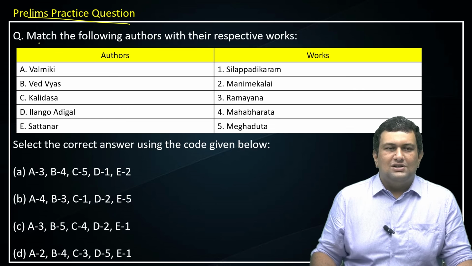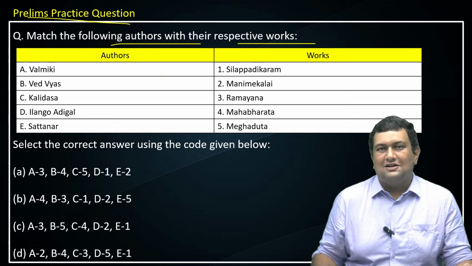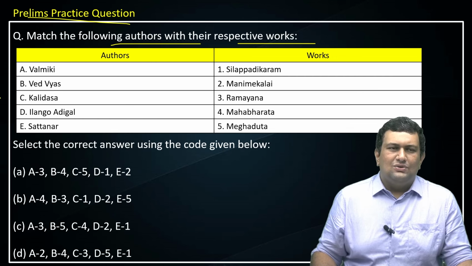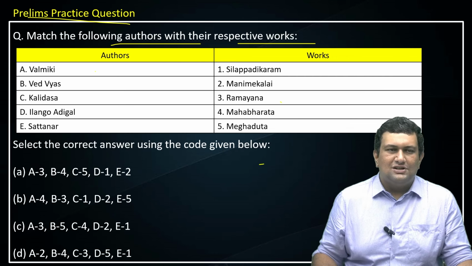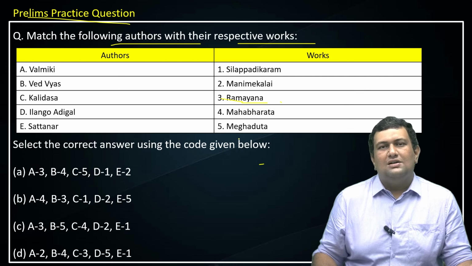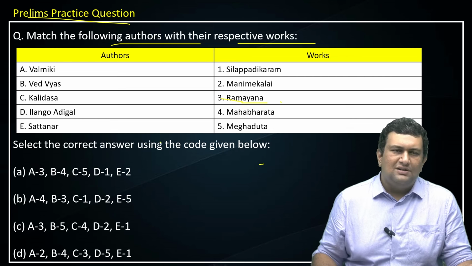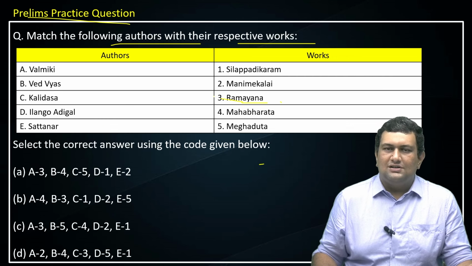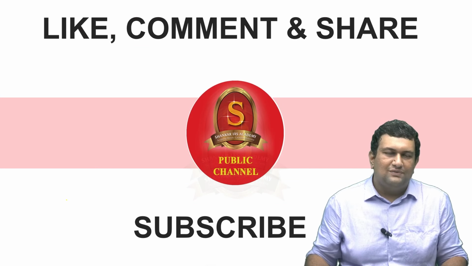The question is: match the following authors with their respective works. So it's from the ancient India, art and culture, important topic. So on the left side we have the authors, on the right side we have the works. So Valmiki is associated with Ramayana. Then Vedvyas is associated with Mahabharata. Kalidasa is associated with Meghaduta, and other important works of his are Abhignana Shakuntalam and Raghuvamsa. Ilango Adigal is associated with Silapadigaram, and Sathanar is associated with Manimekalai. So the correct option will be option A. So that's it for today's discussion.